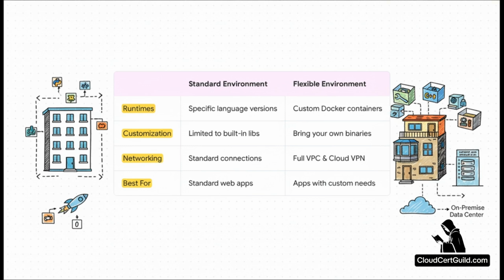Now, the flexible environment, think of that as more of a customizable townhouse. It actually runs your code inside a Docker container. This means you can bring any language you want or even your own custom code libraries. It also unlocks full networking power. So let's say your app needs to talk to an old database back at your office over a secure VPN. Well, for that, you're going to need the flexible environment.